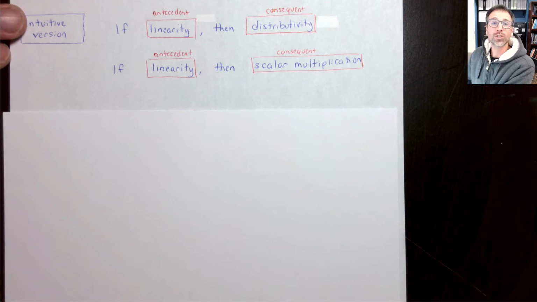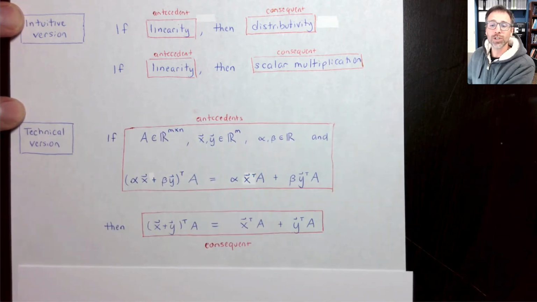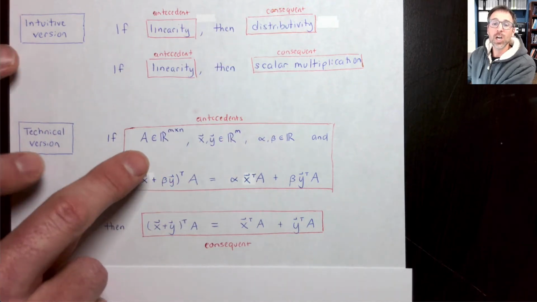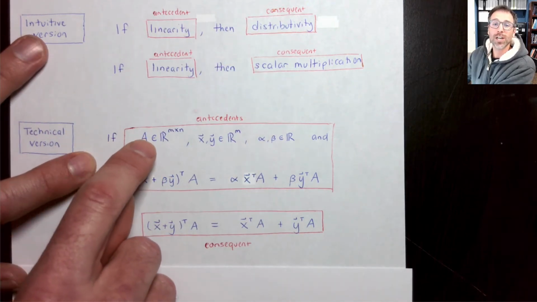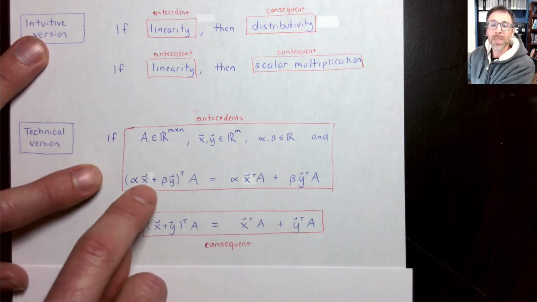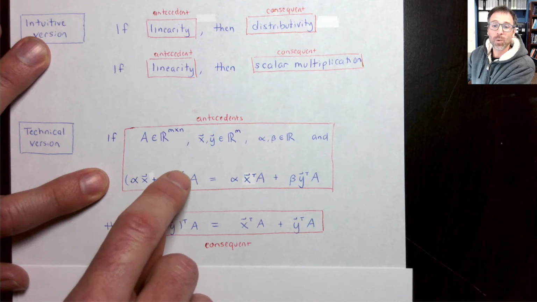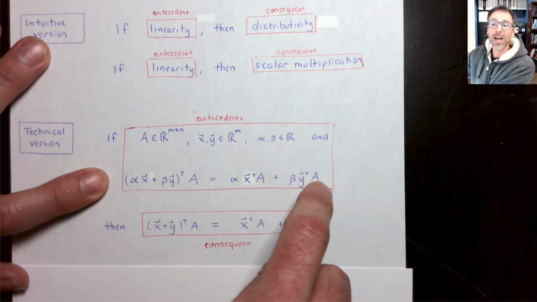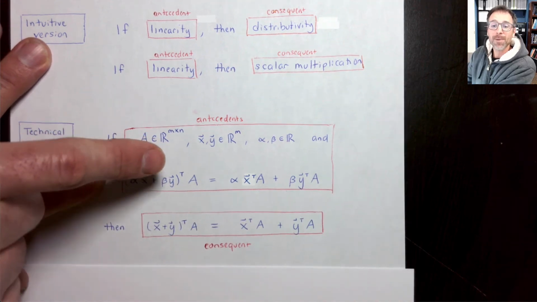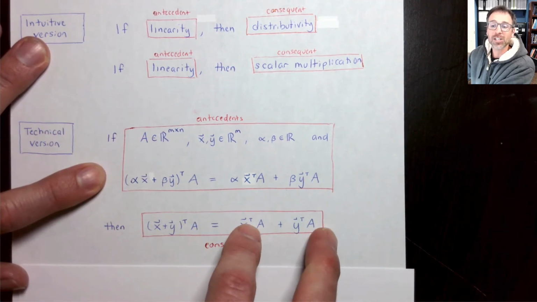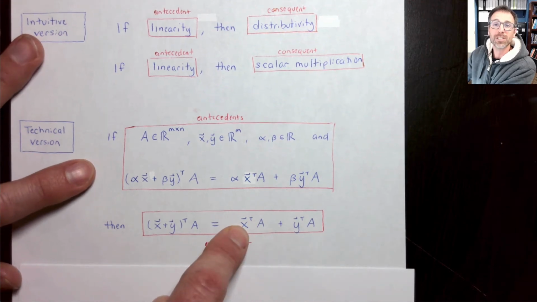The first thing that we'll do is translate our intuitive version of this proposition into a technical version. So specifically, let's look at if linearity then distributivity. If it's true that linearity holds, in other words, I have an m by n matrix, 2 vectors, and 2 scalars, and (alpha x plus beta y) transpose A is equal to alpha x transpose times A plus beta y transpose times A, then it must be the case that (x plus y) transpose times A breaks into 2. I must have distributivity.